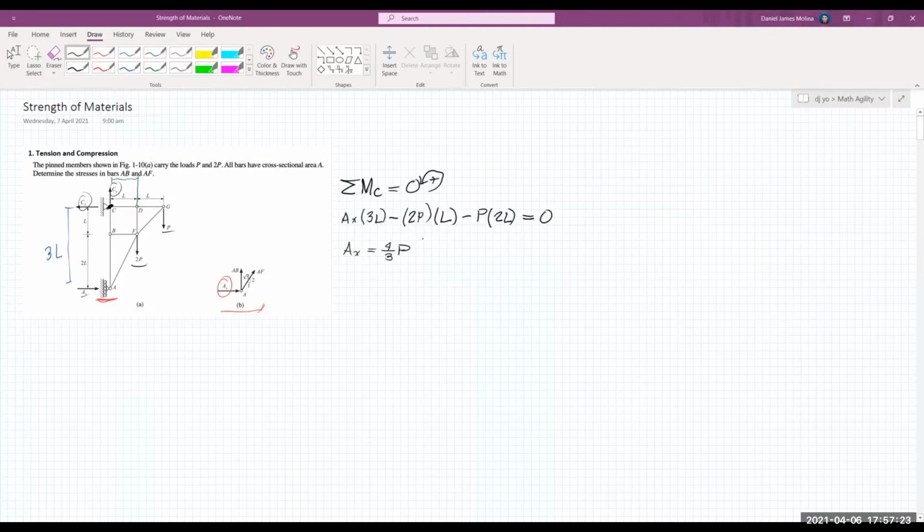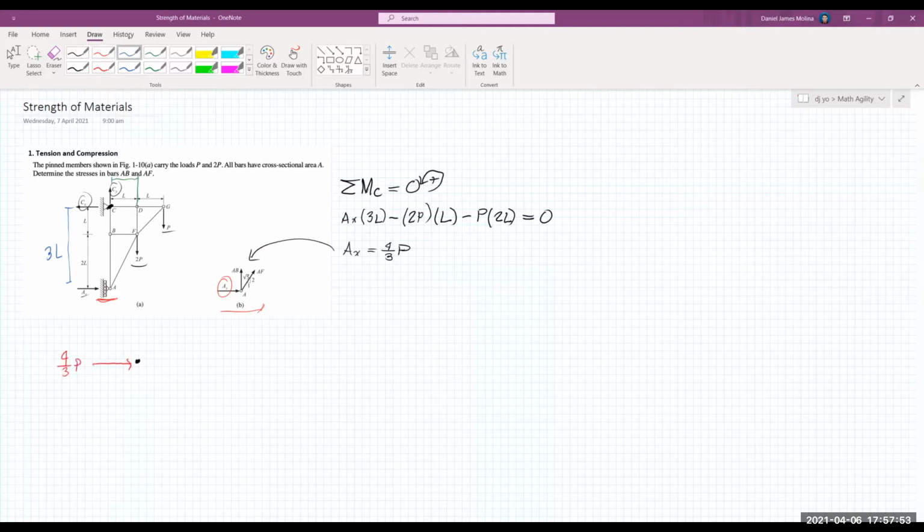From there, we will substitute the value of A sub x, which is 4/3 of P. Since it's a positive value, our assumed direction of A sub x is correct. It should be to the right. So using the free body diagram of joint A, I will just redraw it here. So this will be 4/3 of P.